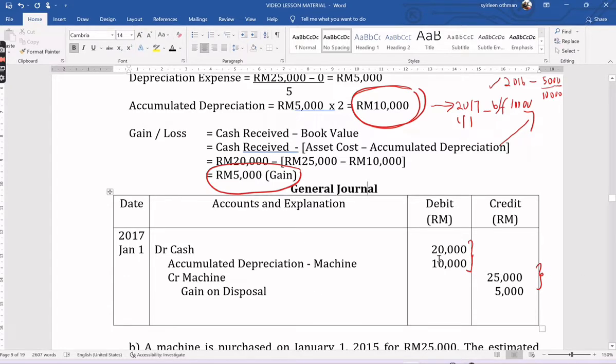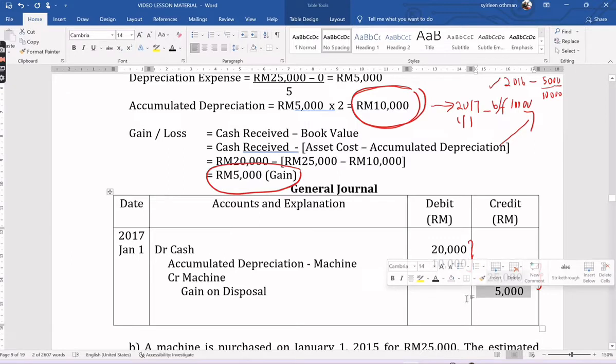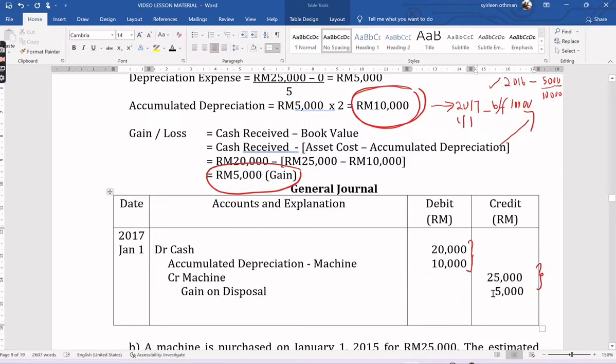If it is short on the debit side, it will be a loss. But because it is short on the credit side, you need to top up so that the value is the same, 30,000 left and right, debit and credit. That means that 5,000 is on the credit side, it is your gain on disposal.